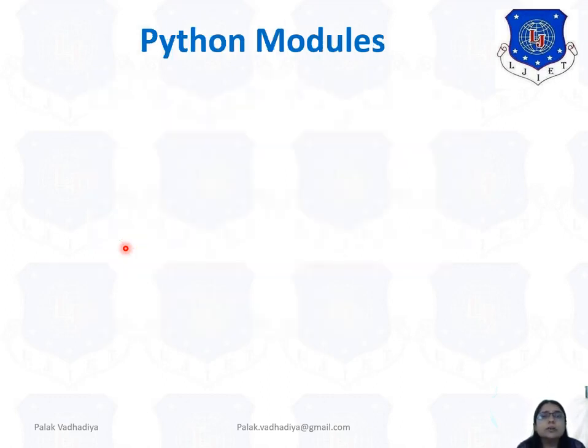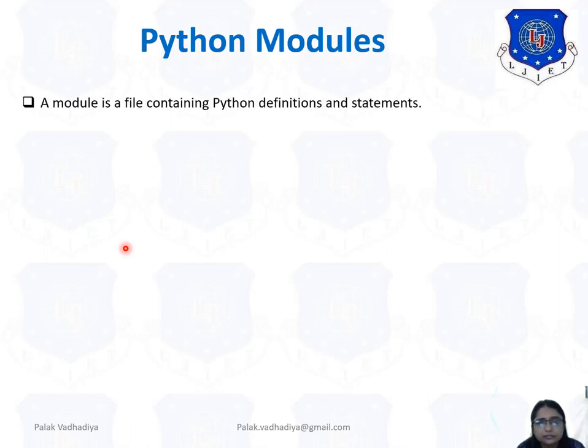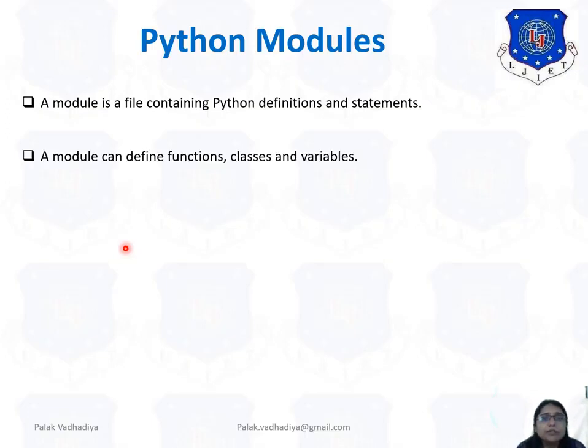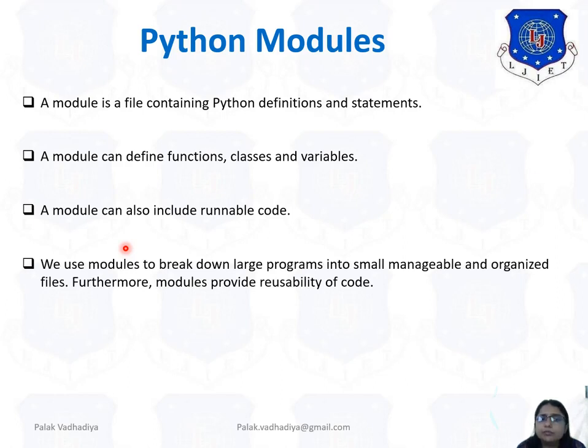Now next we will discuss Python modules. See, it is very similar to the function, so we will do one quick revision of the function, we can say like that. See, a module is a file containing Python definitions and statements. A module can define functions, classes and variables, and it can also include runnable code. Now we can break down a large program into small, manageable and organized files. Furthermore, modules provide reusability of code. So it's just like the function.